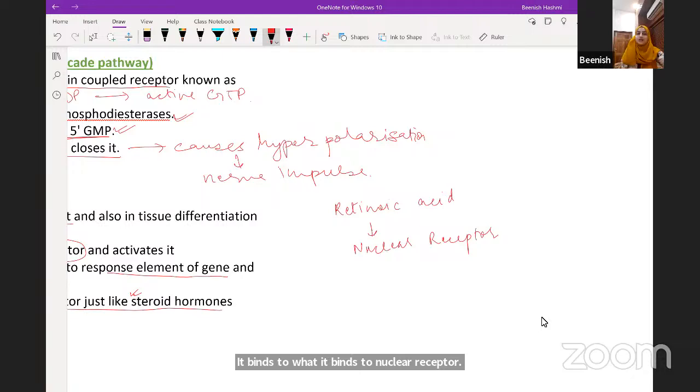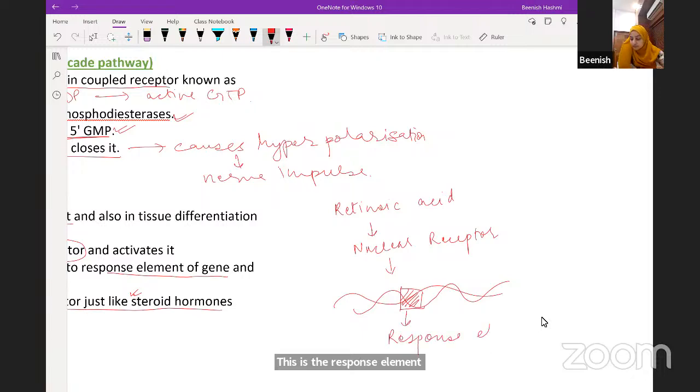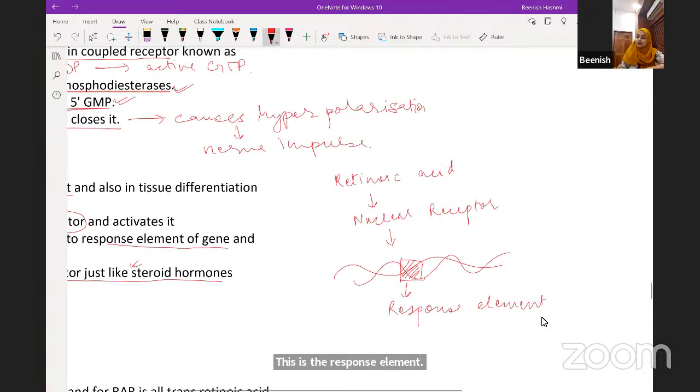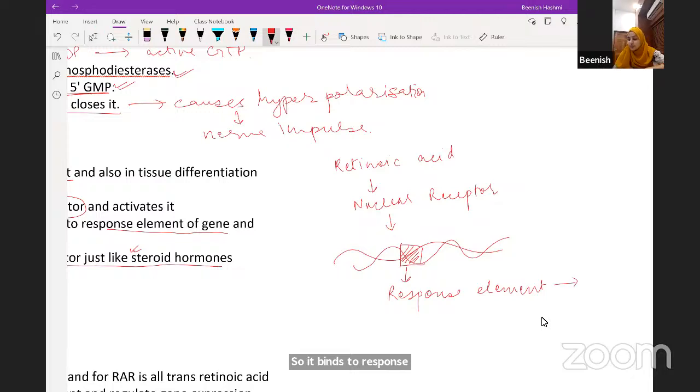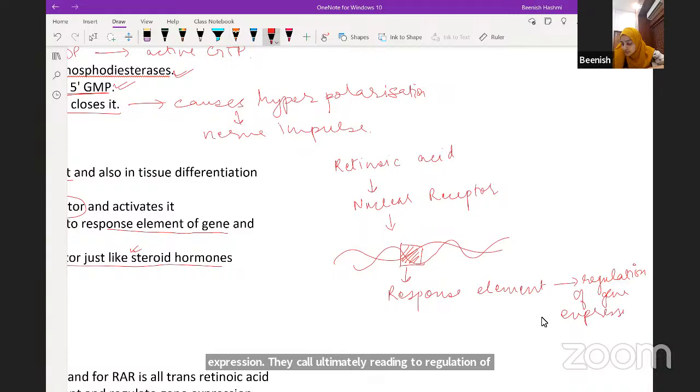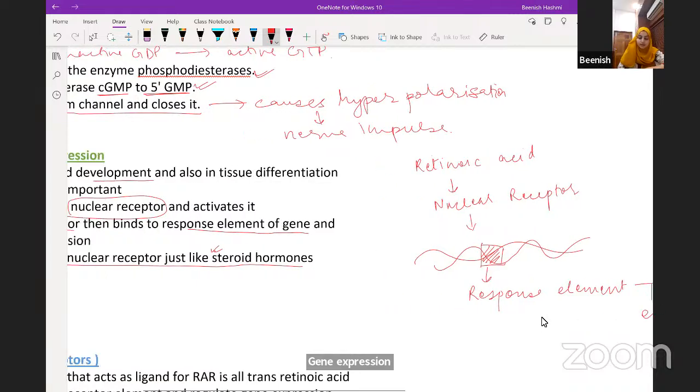And your nuclear receptor is activated. Now, this active nuclear receptor is going to bind to the response element. This is the response element. So it binds to the response element and regulates gene expression, therefore ultimately leading to regulation of gene expression. Okay.